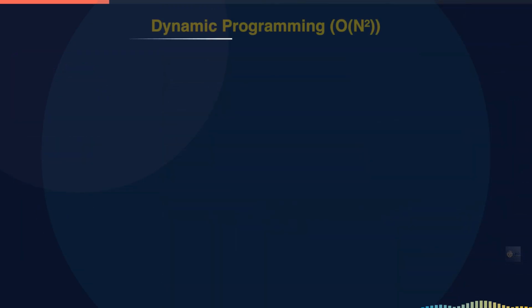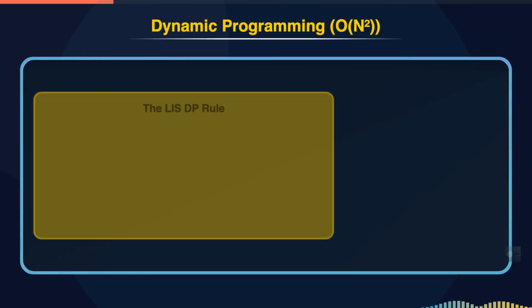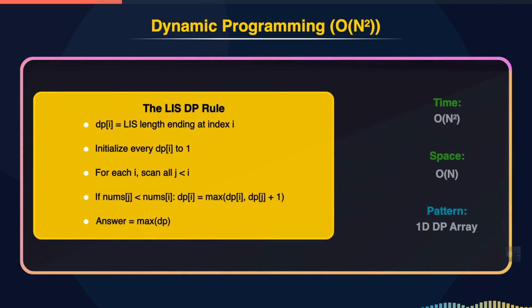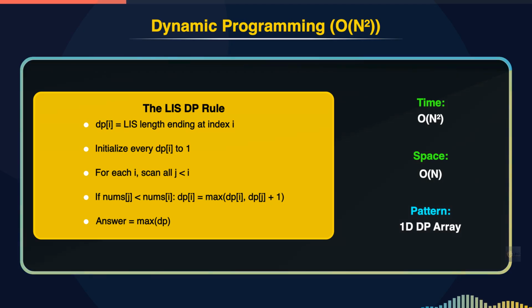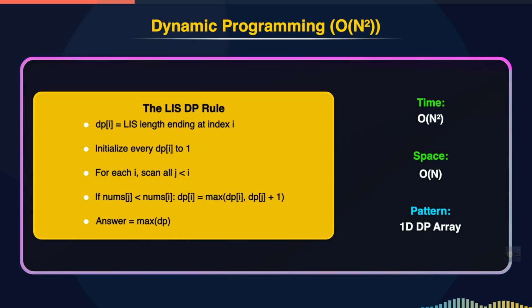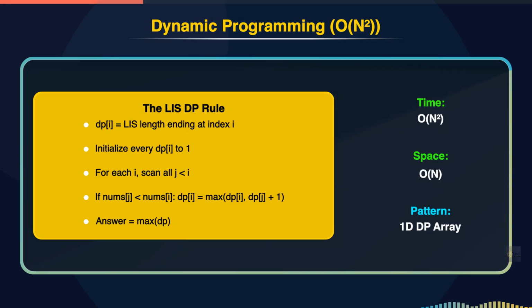Let us dive into the algorithmic strategy. We use one-dimensional dynamic programming. We create a DP array where DP at index i stores the length of the longest increasing subsequence that ends exactly at index i. Every index starts at 1, because a single element is always a valid subsequence of length 1. For each position i, we scan every earlier position j.